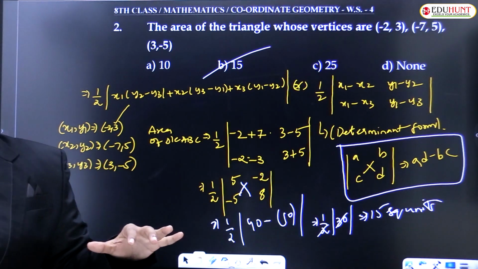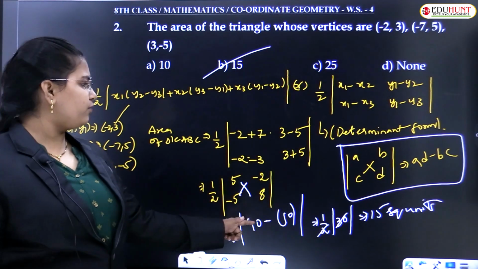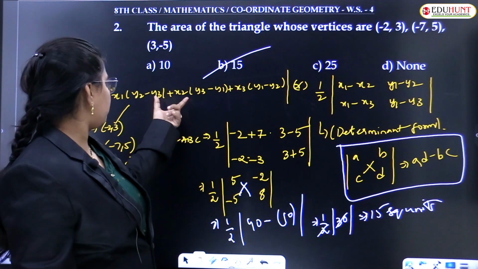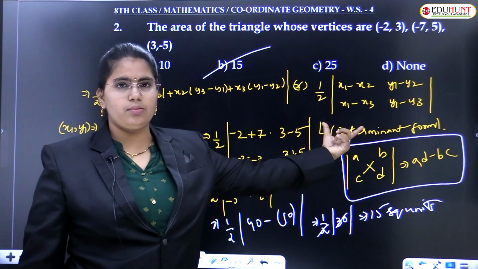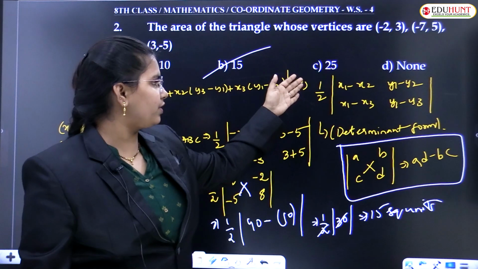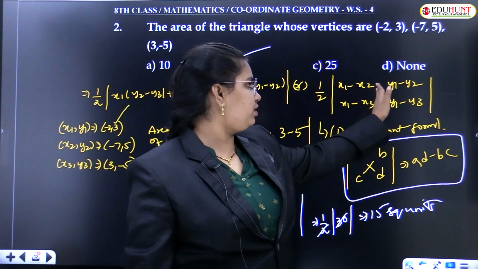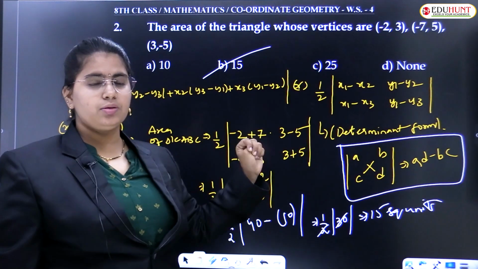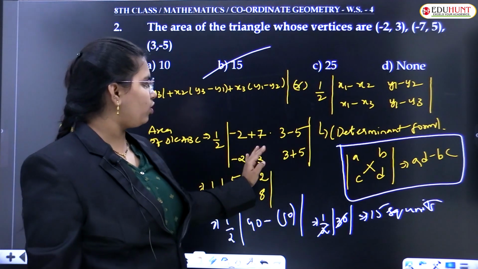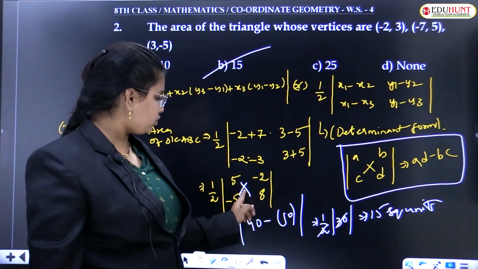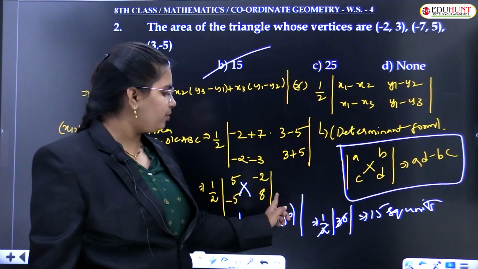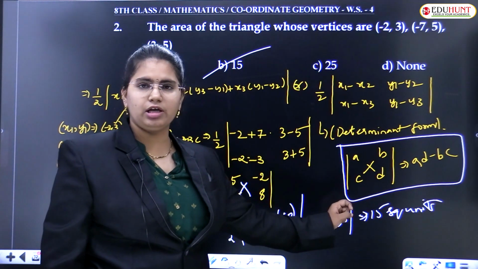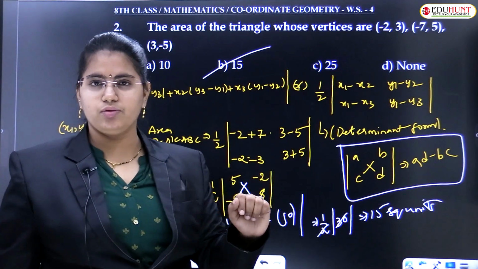So what I have done here, you can apply in any one of the formulas. It's your wish, my dear. You can apply in this formula or in this formula: half modulus of x1 minus x2, x1 minus x3, y1 minus y2, y1 minus y3. This is nothing but the determinant form. So I have substituted all the values together and I just cross multiplied, and 40 minus 10 is 30. 2 cancels 30 in 15 times. So the answer is 15 square units.